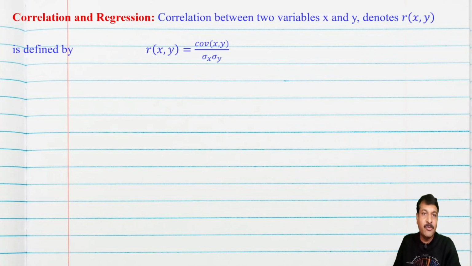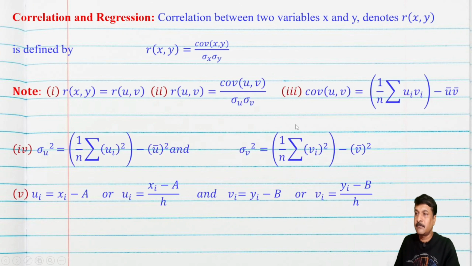But before that you must note something. Note that r of xy equal to r of uv. Second, r of uv equal to COV of uv upon sigma u sigma v. Also note COV uv equal to 1 by n summation of ui vi minus u bar v bar. Also sigma u square equal to 1 by n summation of ui square minus u bar square, and sigma v whole square equal to 1 by n summation of vi whole square minus v bar whole square.